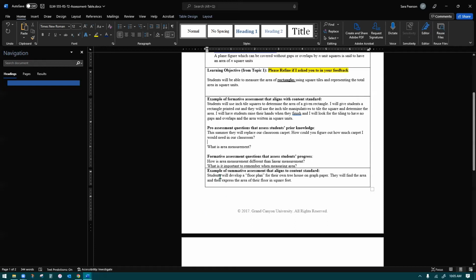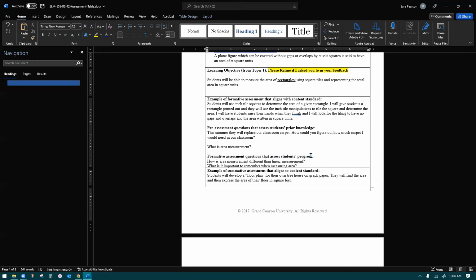Then you'll need to have formative assessment questions that assess student progress. So this was my actual assessment, but I can ask questions to the students that will help me assess their progress throughout my lesson. It might be after they do this, at the end of this lesson, just to see what they learned, any time in that learning process.